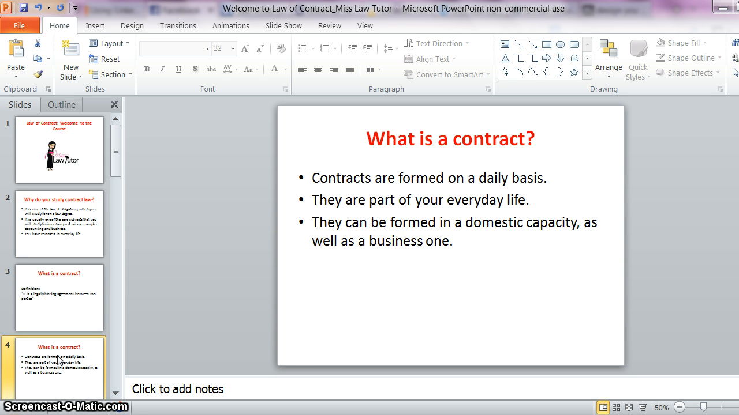And a contract can be formed in a domestic capacity as well as a business one. So you may be thinking, what is a domestic capacity? You could be in a relationship between a husband and wife. You might be thinking that marriage was a law of contract, but yes, there are some domestic contracts which take place between relatives, even friends too. But you'll find out more about this when I talk about capacity to enter into a contract. Is it legally binding? When I'm talking about intentions of relations.